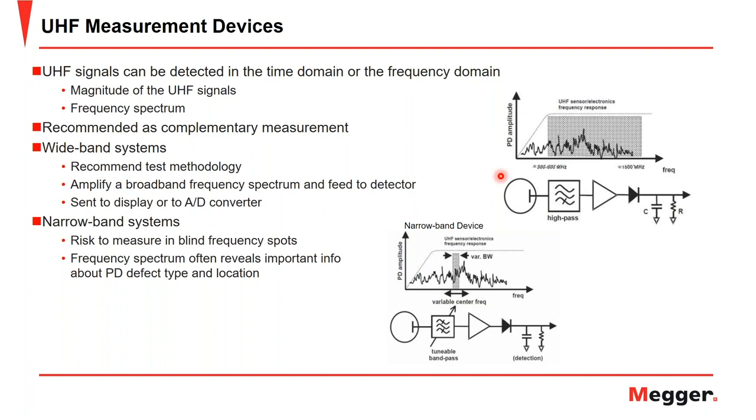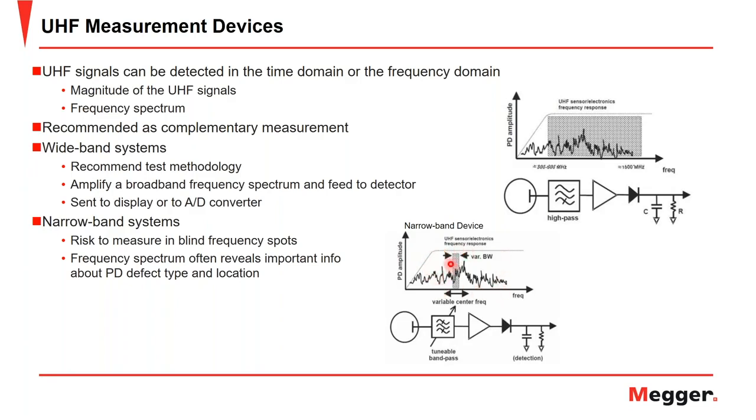The UHF measurement systems also come in wideband and narrowband systems. Here we have an example of a wideband system, which is the recommended methodology, because you get to see the entire PD signal and not exclude any of the important signal features. And this happens by amplifying the broadband frequency spectrum and feeding it to a detector, which is sent to either a display or an analog digital conversion for display.